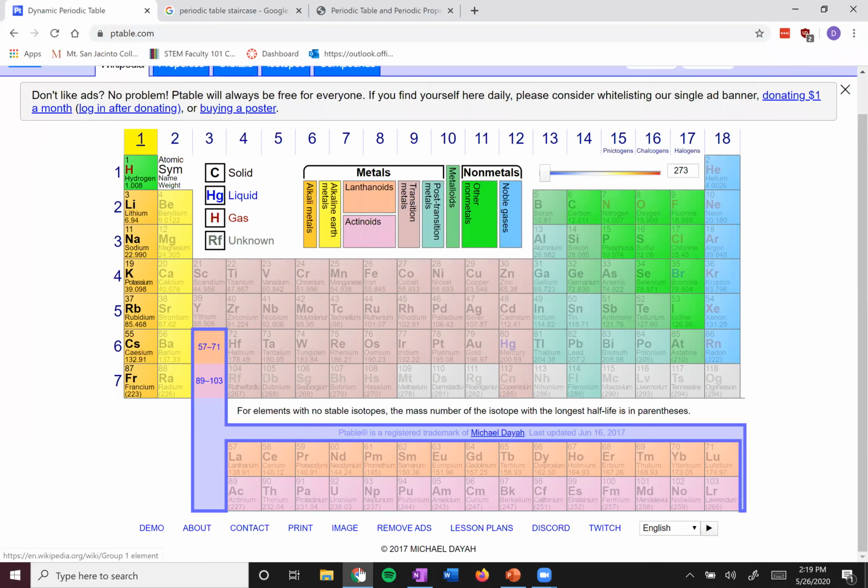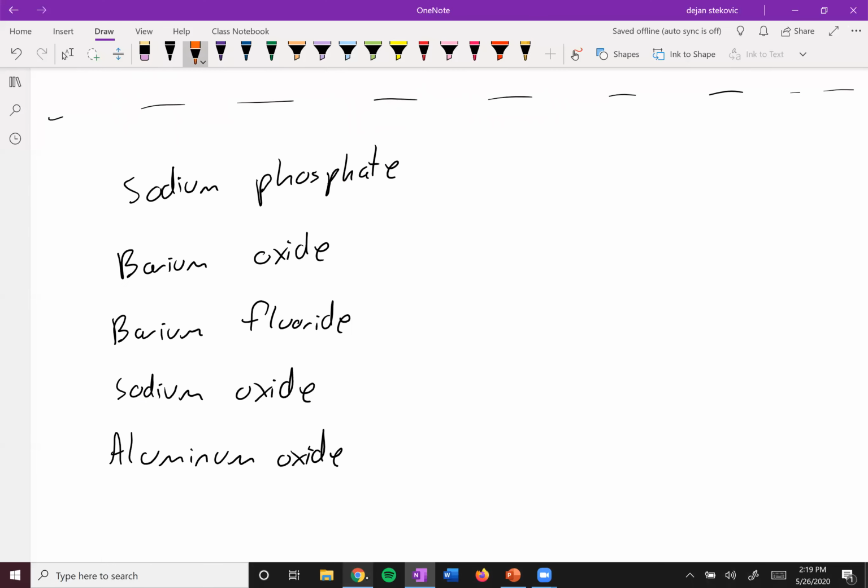So sodium is Na. It's in group 1, so it's going to want to have a +1 charge. Phosphate is a polyatomic ion, and it's PO4 3-. So if we think about how we're going to balance the charge here, one's +1, one's -3, so we're going to need 3 of the +1s. So it's going to be Na3PO4. That's sodium phosphate. So go ahead, pause the video, work through these, and then replay it to make sure that you're right. All right, next up we have barium oxide.